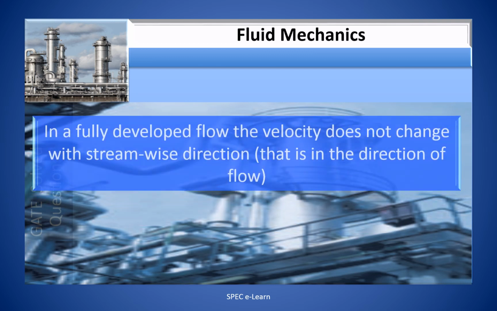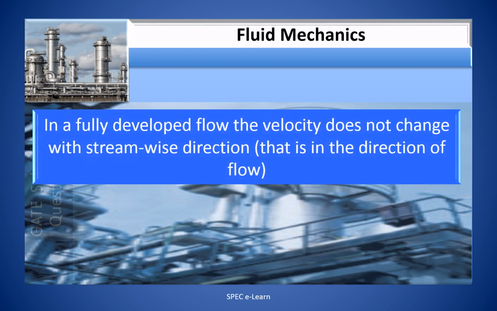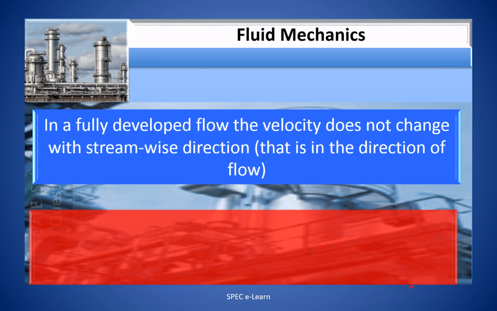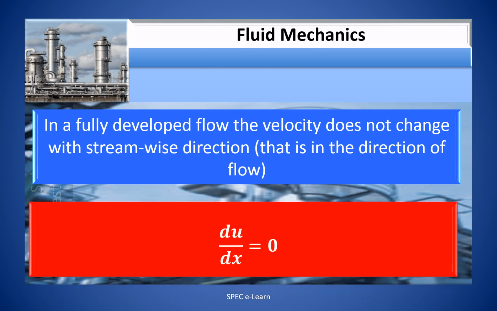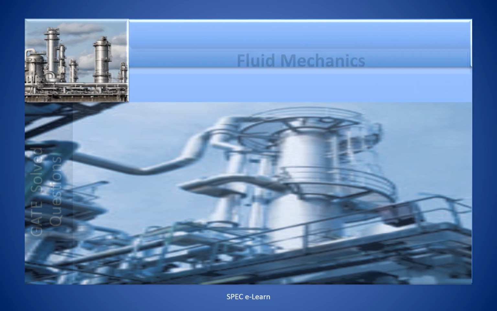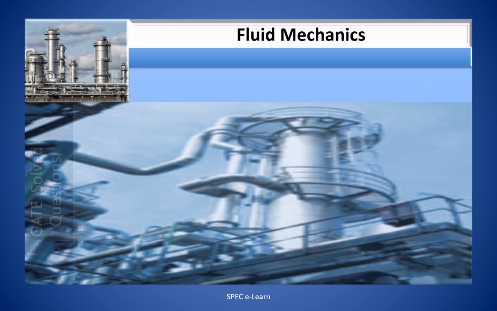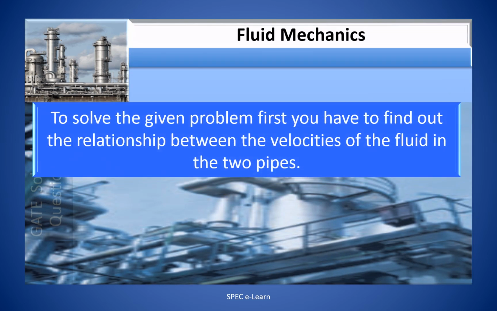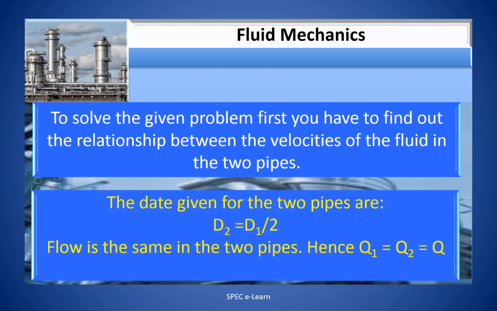In the fully developed flow, the velocity does not change with streamwise direction, that is in the direction of flow. So du by dx is equal to 0. To solve the given problem, first you have to find out the relationship between the velocities of the fluid in the two pipes. The data given for the two pipes are d2 equal to d1 by 2. Flow is the same in both the pipes. Hence, q1 is equal to q2 is equal to q.